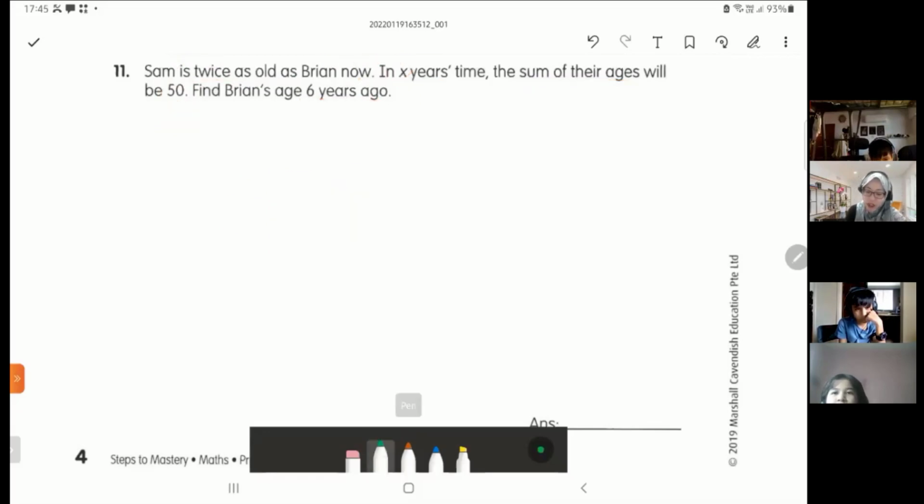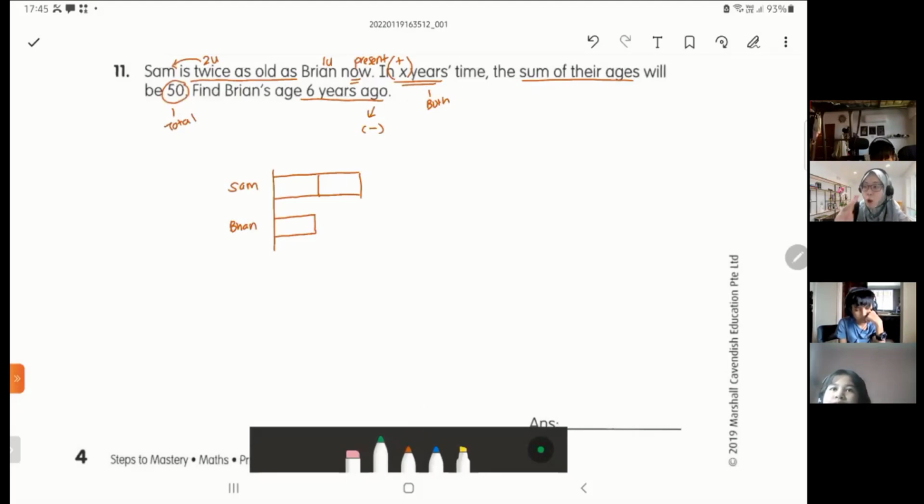However, you know that the question says that in X years' time, I need to add on X. So let's add on X here. This is X. Add on X here. This is also X. So when I add X, their total will become 50 years old. Now I want to find out how old Brian was 6 years ago. So before that, I need to find Brian's age now. The now means Brian is only 1 unit. Can you see? Just this blue portion, which is actually just 1 unit.